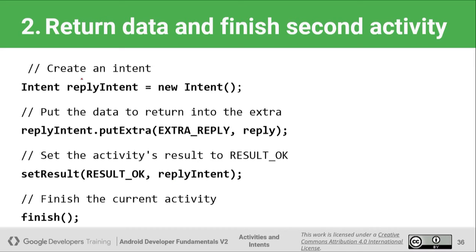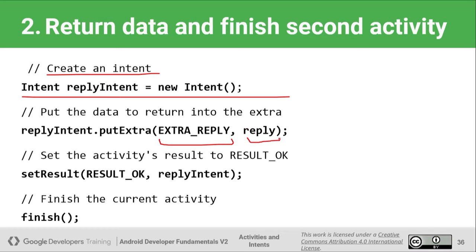How this is done: first we need to create an intent in this fashion, and then put the data to return into the extras, like replyIntent.putExtra, EXTRA_REPLY, and this reply object. Then we will set the result to OK, because we have returned the data successfully to the calling activity, and the replyIntent, this one, as a second argument, and then finish the current activity. So in this fashion, some data is returned to the calling activity.